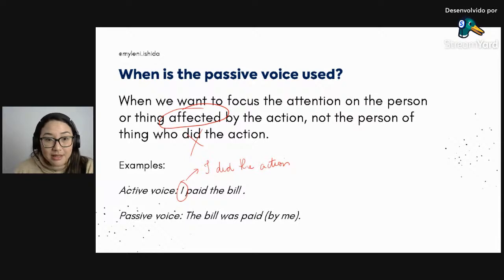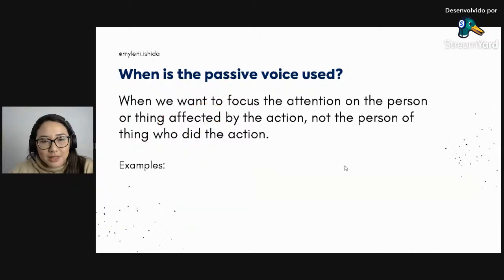So I'm going to repeat. What happened is more important than who did the action, right? This is the most important thing you need to know about the passive voice. And I'm going to give you more examples. Let's see, more examples. The bill was paid.